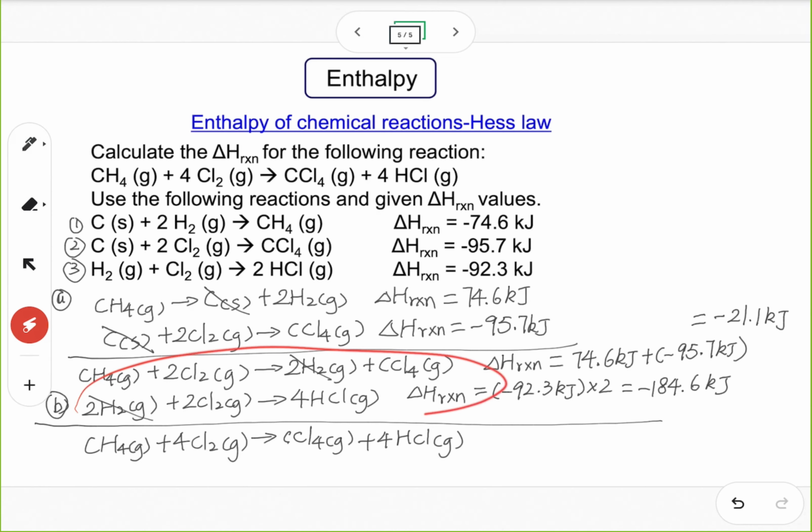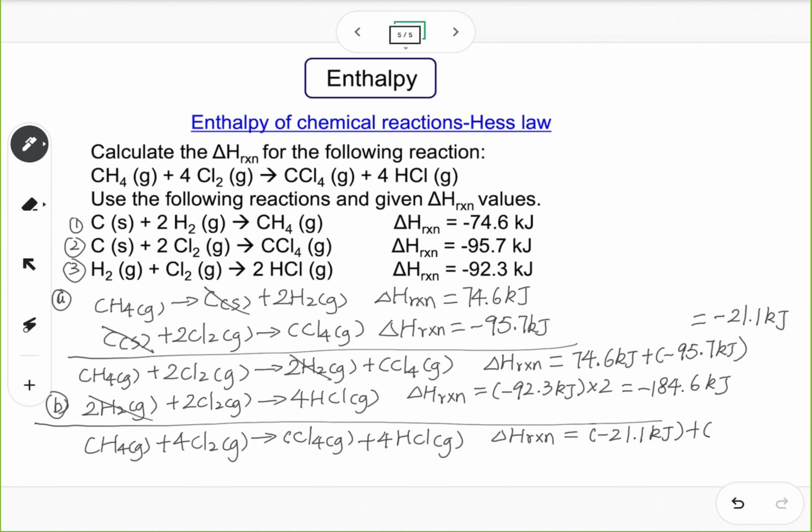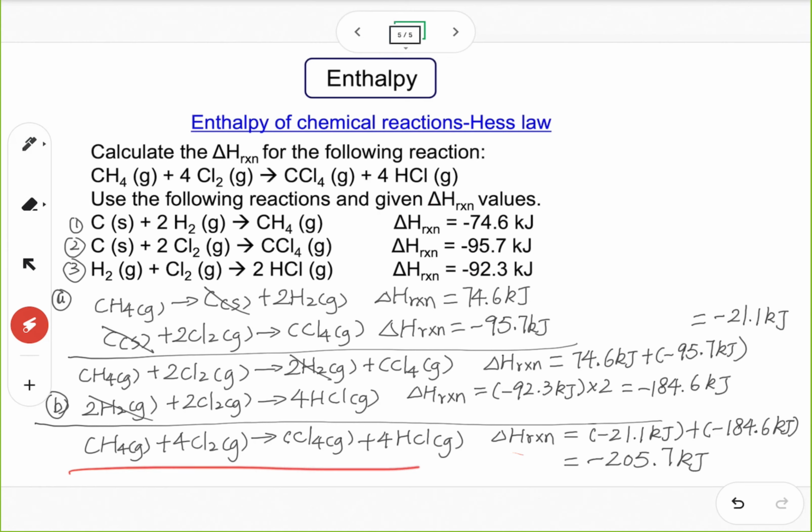When you add those two reactions together, the delta H reaction associated with this reaction will be the sum of these two numbers. So the delta H reaction of this overall reaction equals negative 21.1 kilojoule plus negative 184.6 kilojoule, which equals negative 205.7 kilojoule. All right, so this example shows us how we use Hess's law and the stoichiometry calculation involving delta H reaction to identify the delta H reaction of an overall reaction. Again, we will do more practice in class.